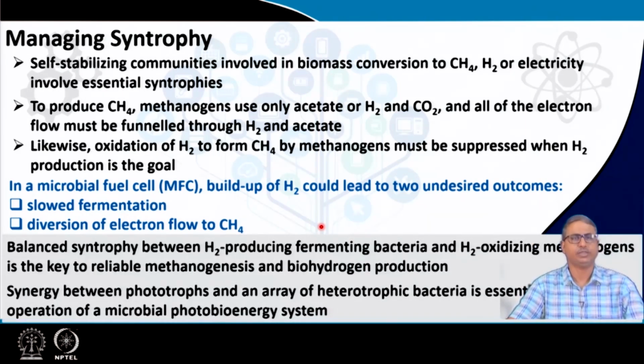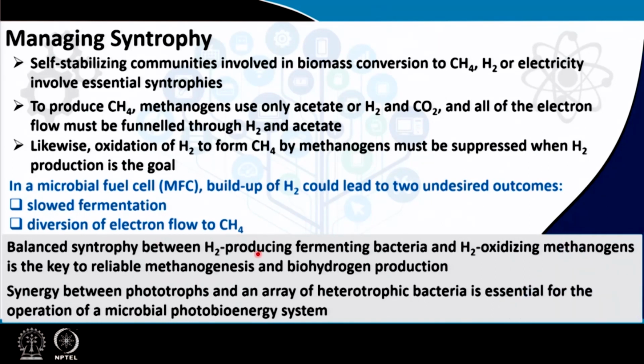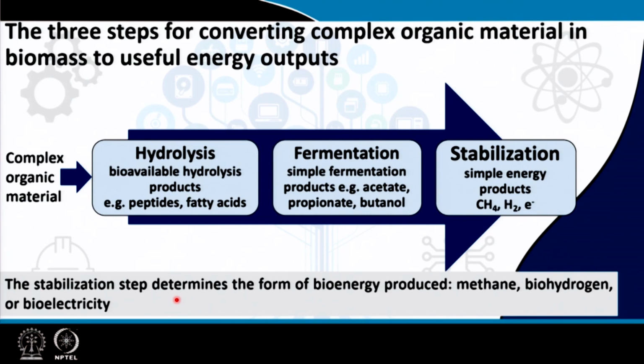Essentially, the balanced syntrophy between hydrogen-producing fermenting bacteria, mostly the secondary fermenters, and hydrogen-oxidizing methanogens is found to be a key component for reliable methanogenesis and biohydrogen production. And the synergy between the phototrophs and an array of heterotrophic bacteria is also essential for the operation of the microbial photobioenergy system. Now, here are the three steps for converting the complex organic material present in biomass or in other materials into useful energy inputs.